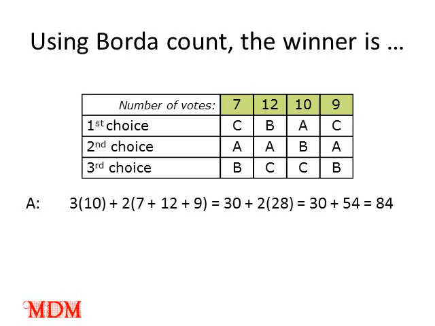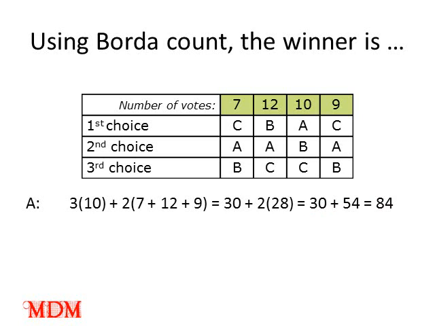And notice that for third choice, there isn't an A at all. So to determine the number of points that A gets, I multiply 3 times 10 because there were 10 first place votes for A, 2 times the total of 7 plus 12 plus 9, and then that gives me 30 plus 2 times 28, or 30 plus 54, which is 84.